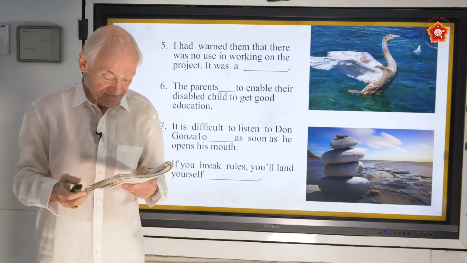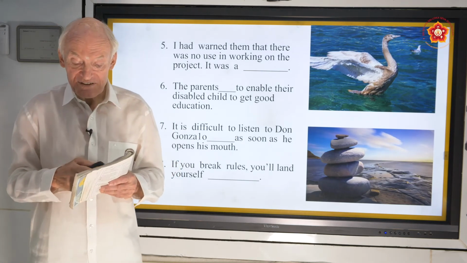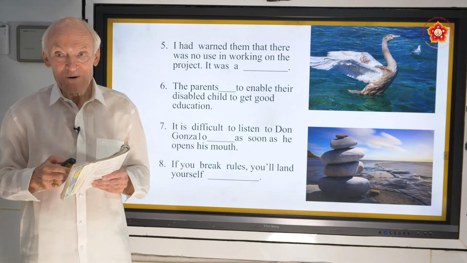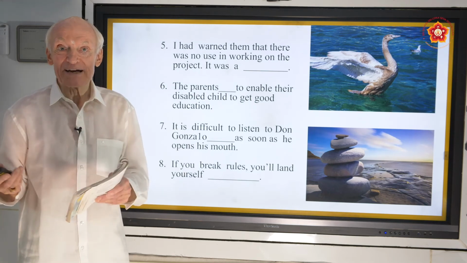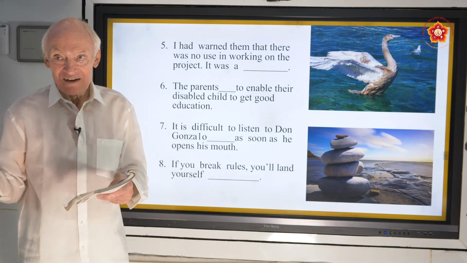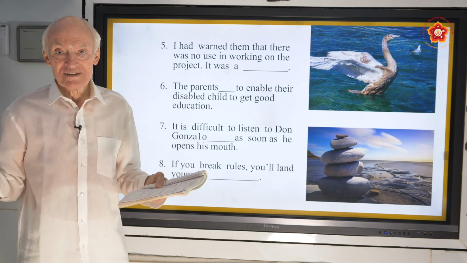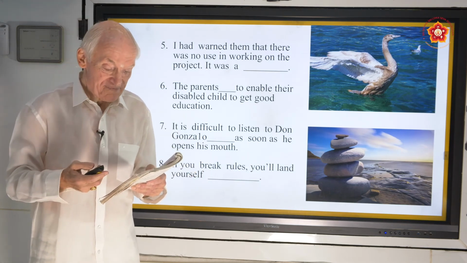Number 7, it's difficult to listen to Don Gonzalo blow his own horn. He's talking about himself all the time. He's bragging about how much property he has, how many pretty women he's seen, all of these things. Who wants to listen to that? That's all in the past. He's blowing his own horn.